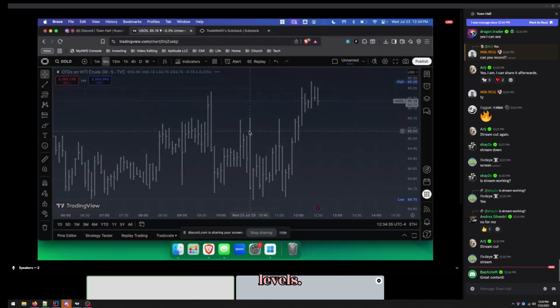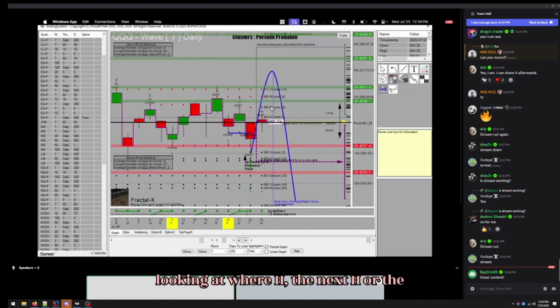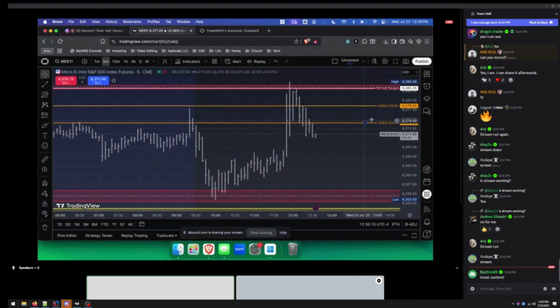So a little bit more about the levels. I talked about the bias for the day, looking at where the next H or the next L will go. Based off of where I see the next H and the next L will go, I try to take open states within that range into account. Essentially, I'll let those daily targets be my big targets, but I let the open states in between be intraday areas of interest that could be speed bumps along the way of those daily targets.